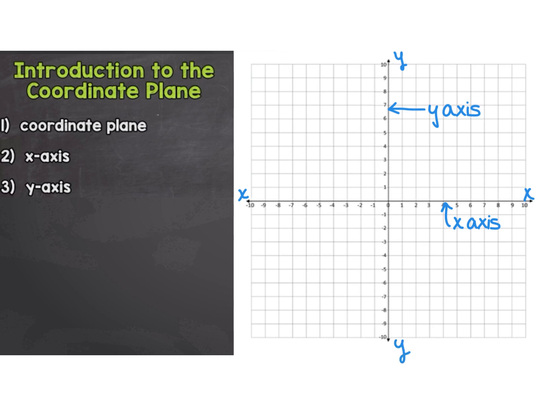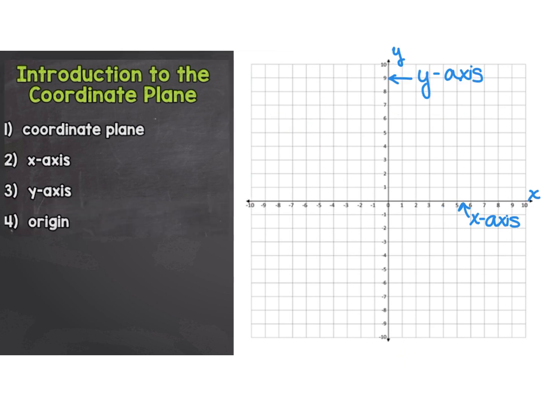Sometimes it's hard for students to remember which is which. One little trick is the word sky, S-K-Y. This Y goes up to the sky, and that is the direction up and down that the y-axis goes.